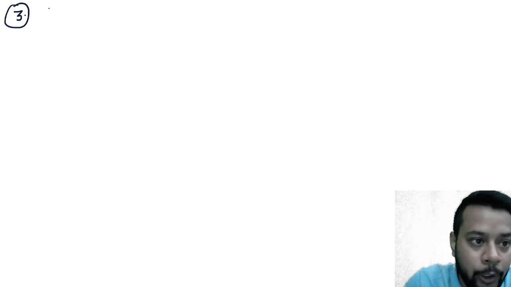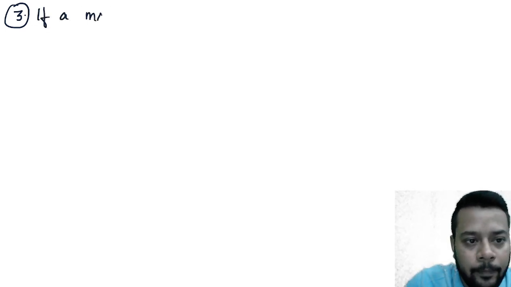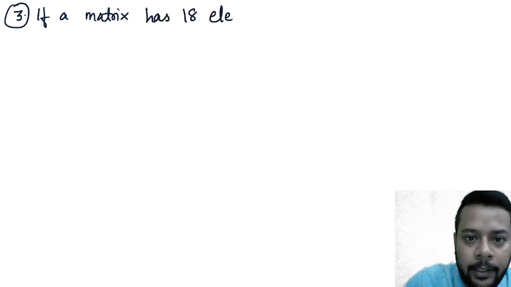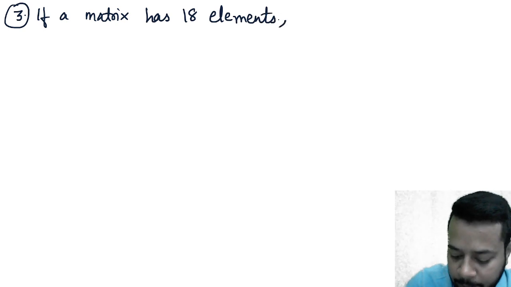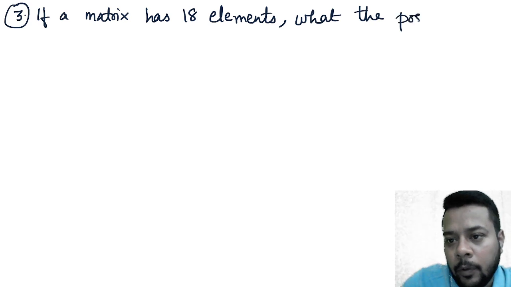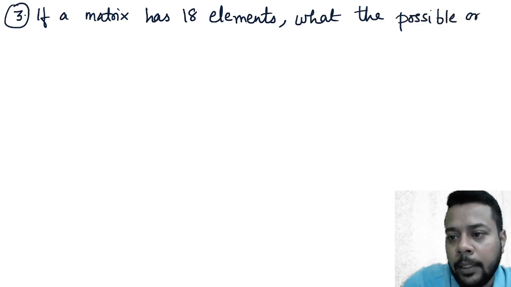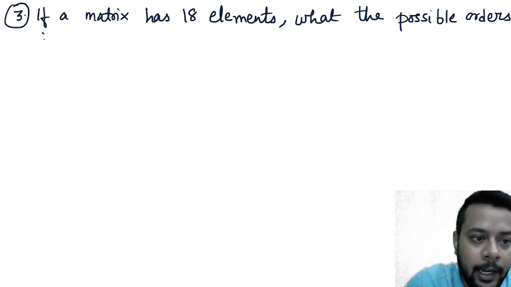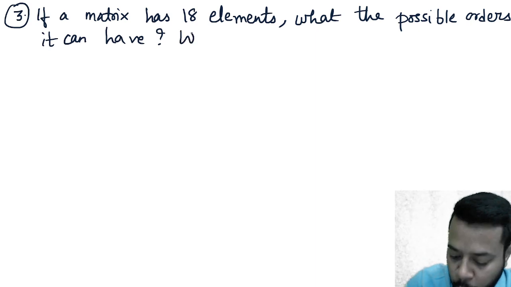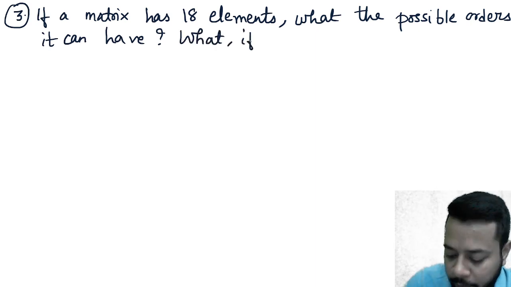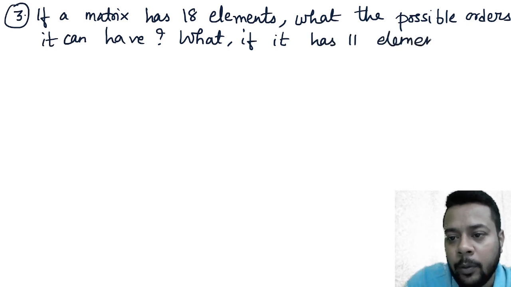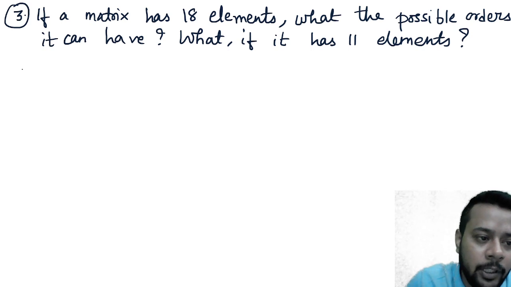In number 3 they have told you if a matrix has 18 elements, what the possible orders it can have, what if it has 11 elements? So this is very easy question. So try to understand how to do such type of sums.